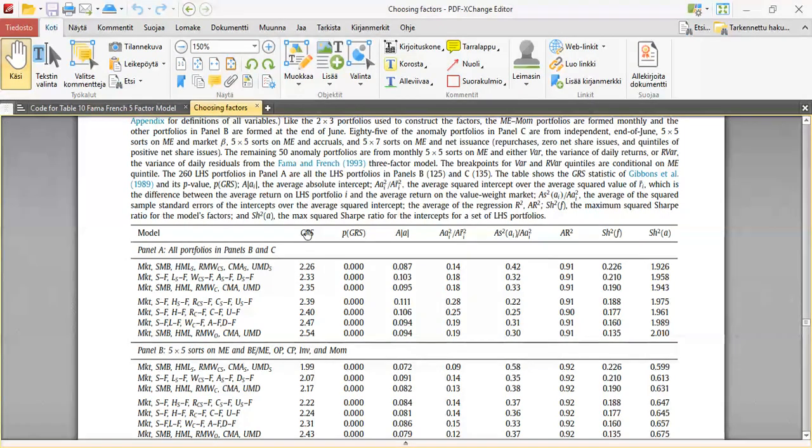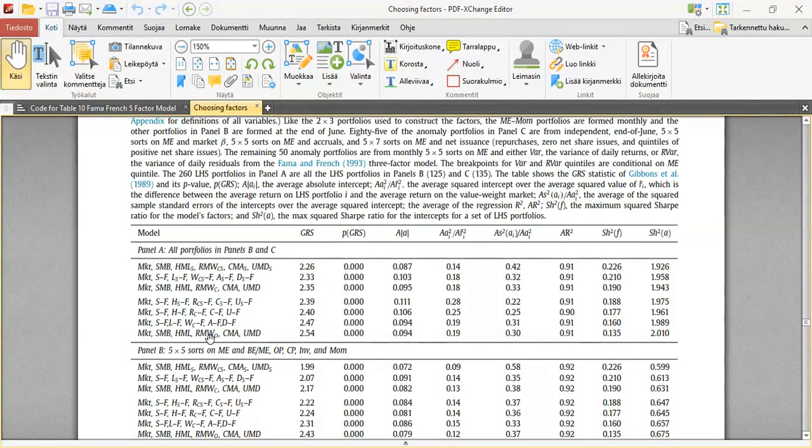What we also see, if we jump a little bit on here in the second last column, is the maximum squared Sharpe ratio. The maximum squared Sharpe ratio is 2.226. So if we move down, in panel A, the last row, we have the 6-factor model using operating profitability.